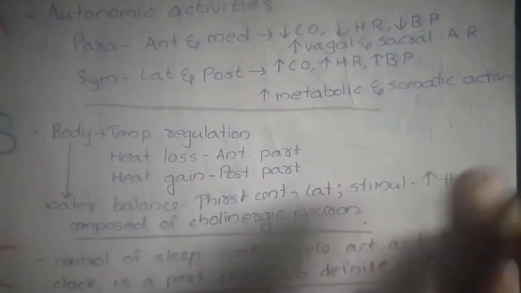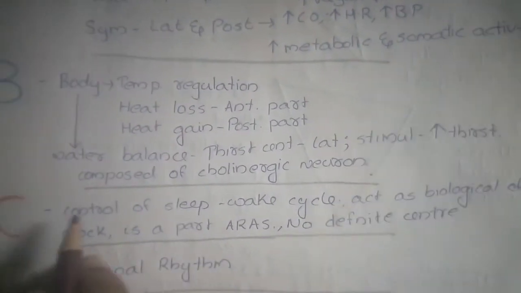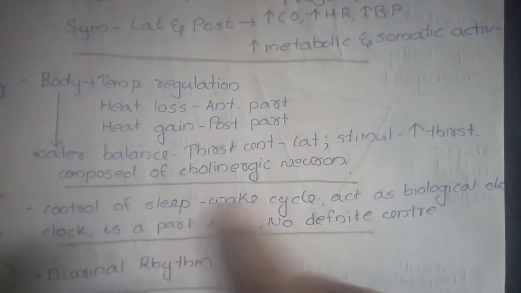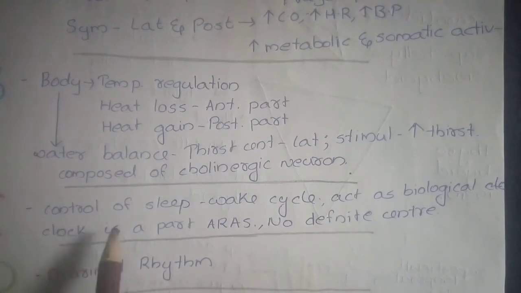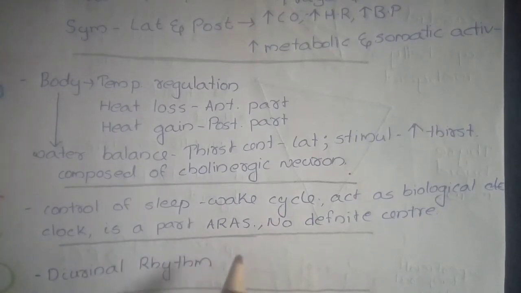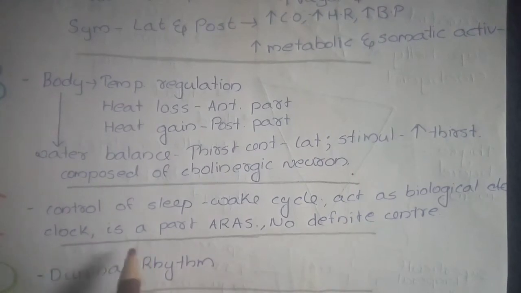Now for the C. What does C represent? Here the C represents the control of the sleep-wake cycle. The hypothalamus acts as the biological clock, and it is a part of ARAS. Sorry for the pronunciation if there is any mistake. So it is a part of ARAS.